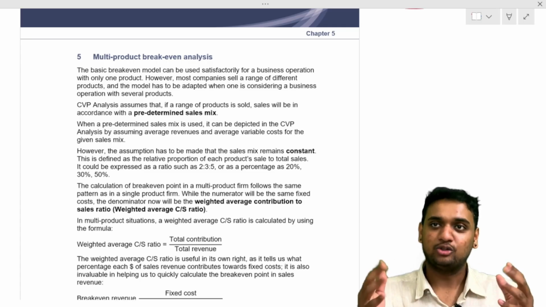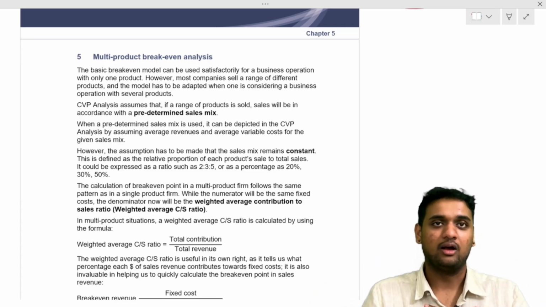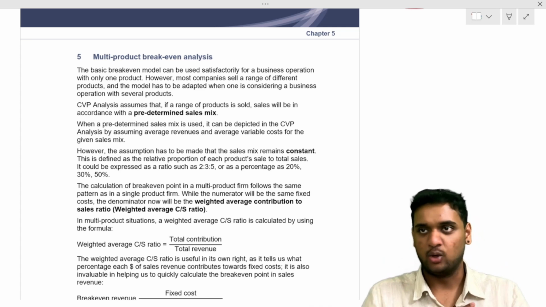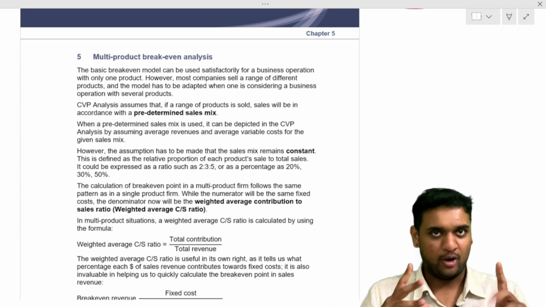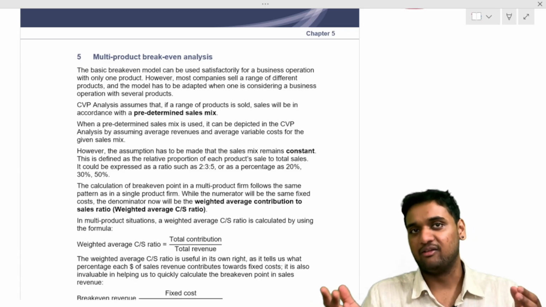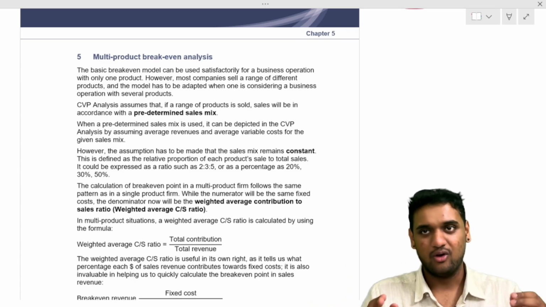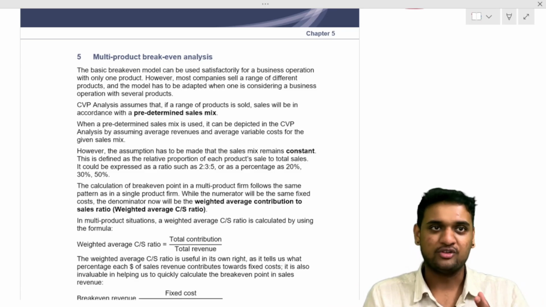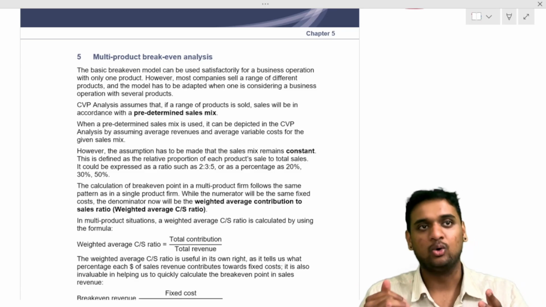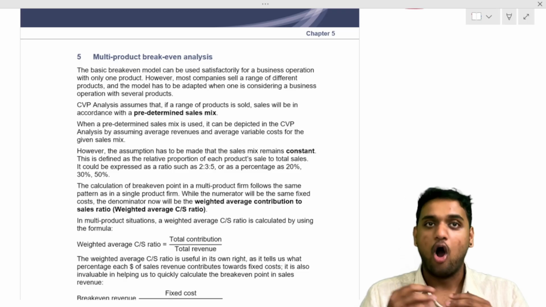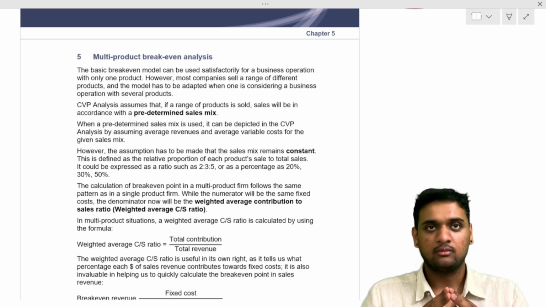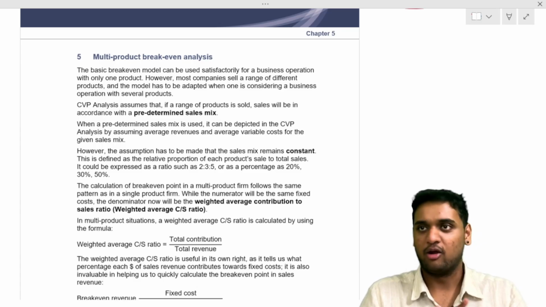You either take total contribution. So what is the CS ratio formula? Contribution by sales into 100 for one product. If you have multiple products and you have to find the weighted average CS ratio, we have to do total contribution divided by total sales into 100. Or if they didn't give the total, how do you find the total contribution? Sales minus variable cost. Contribution per unit into total number of units divided by selling price per unit into total number of units.